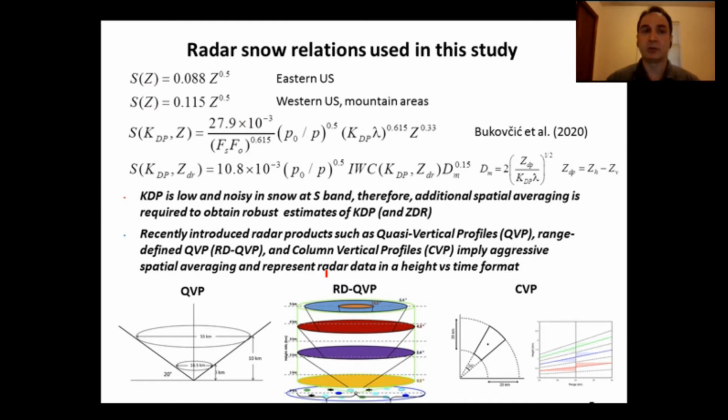In our study here, we used several of the standard S-Z relations, as we will show a little bit later, and the relations S-KDP-Z and S-KDP-ZDR from Bukovcic et al. But there is a caveat here. KDP is low and noisy at S-band. Therefore, additional spatial averaging is required to obtain a robust estimate of KDP, ZDR, and Z as well. Recently introduced radar products such as quasi-vertical profiles, range-defined quasi-vertical profiles, and column vertical profiles all imply aggressive spatial or azimuthal averaging and represent radar data in height versus time format.